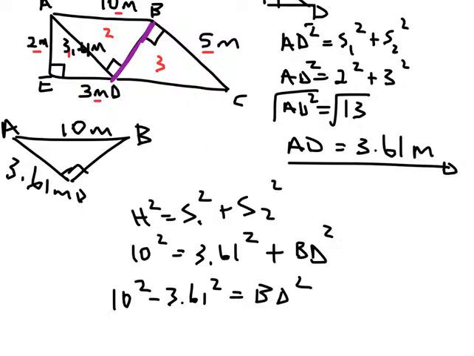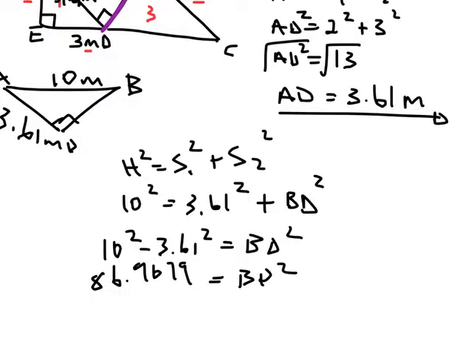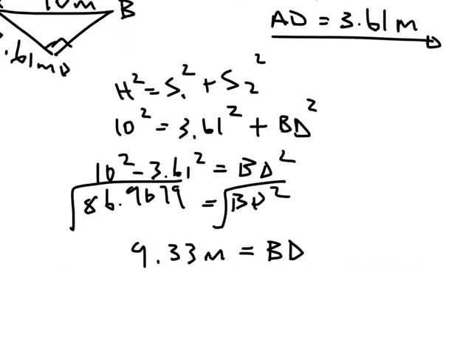And then, okay, let's see, 10 squared minus 3,61 squared is equal to, I'm getting 86.9679, which should be equal to BD squared. So now let's square root both sides. Let's see what we get. We are getting 9,33. When we round it, remember to say in meters, this should be equal to BD. But remember, I like it when it is written like this, as BD equals 9.33 m. I'm sure by now you know why.